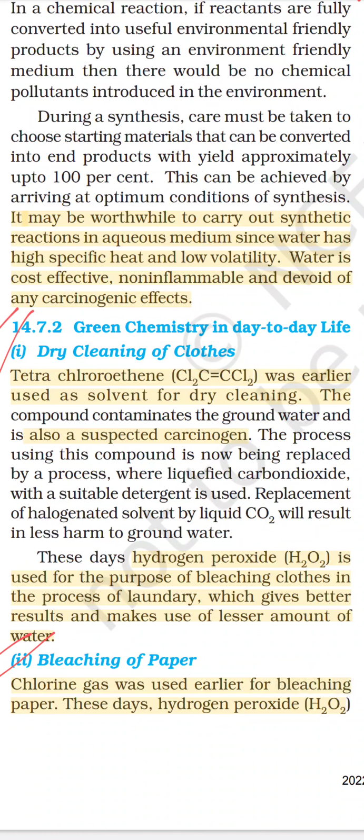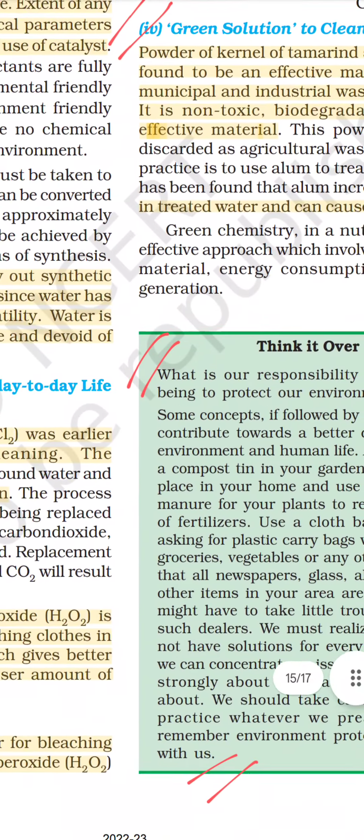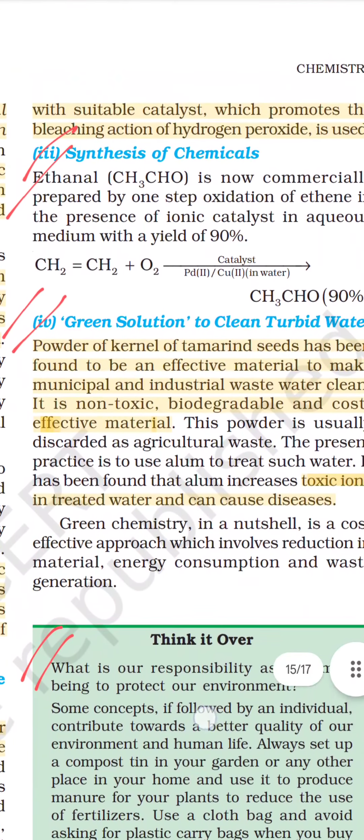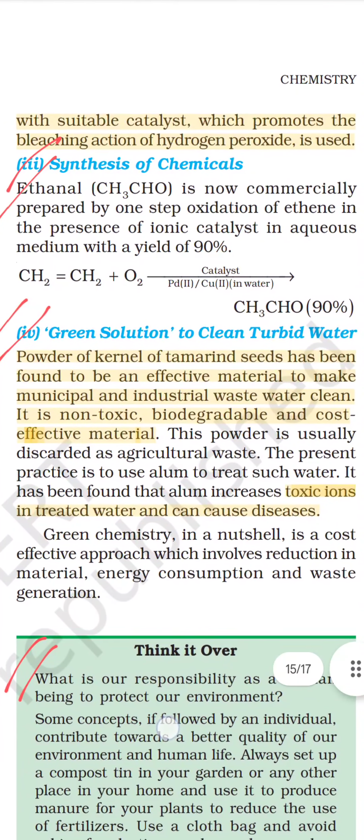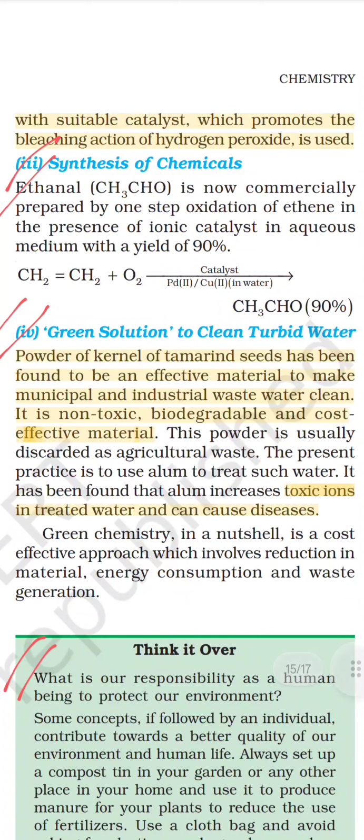Next, bleaching of paper. Chlorine gas was used earlier for bleaching paper. These days, hydrogen peroxide, H2O2, with a suitable catalyst which promotes the bleaching action of hydrogen peroxide is used. Next, synthesis of chemicals.